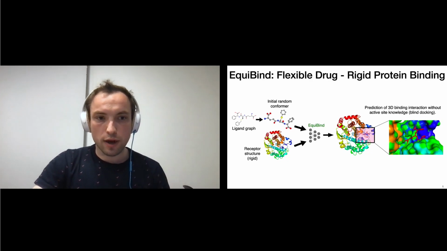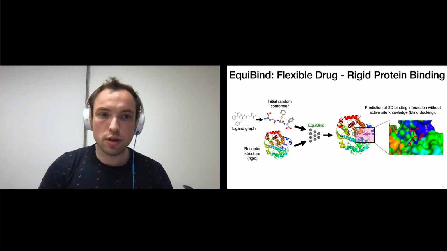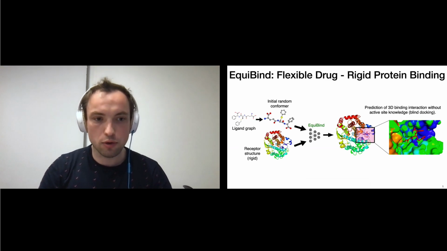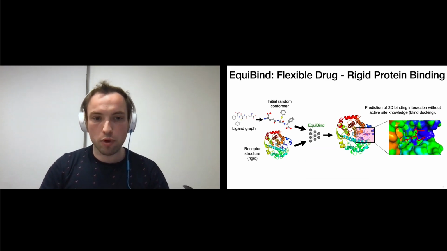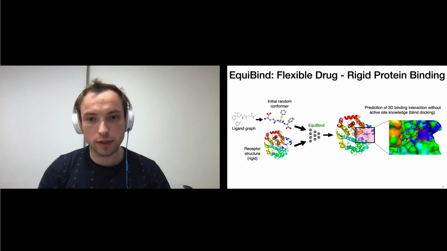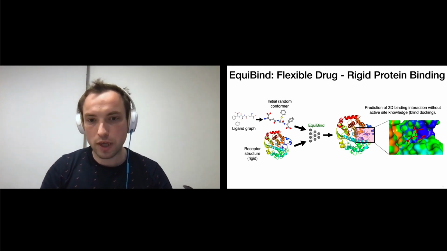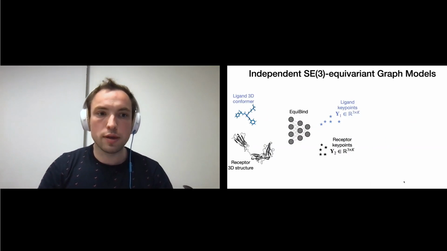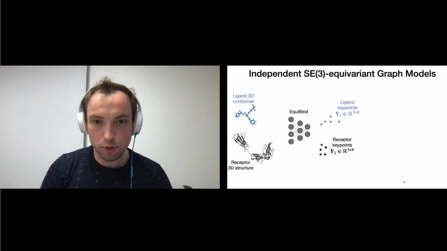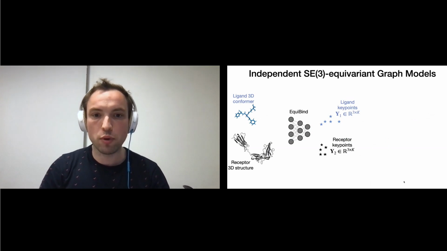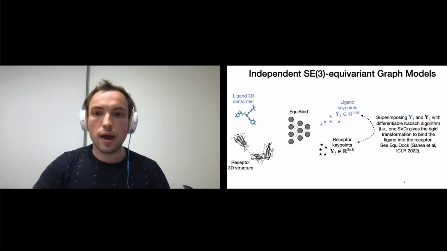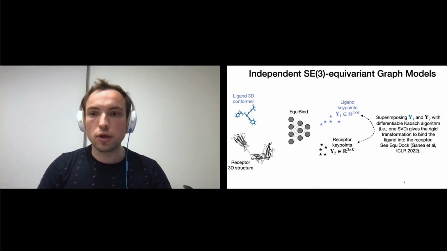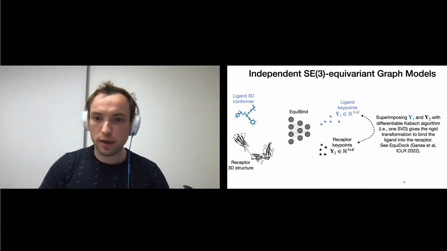We take as input a ligand graph, which we convert to an initial random RDKit conformer, and also a protein structure, which is going to remain rigid. Our EquiBind model is going to predict where the drug attaches to the protein, in what orientation, and also the internal conformational change. We do that by taking the two molecular structures as input and predicting two key point sets of equal cardinality. After that, we can superimpose Y1 and Y2 with a differentiable Kabsch algorithm to recover a rigid transformation to bind the ligand into the receptor.